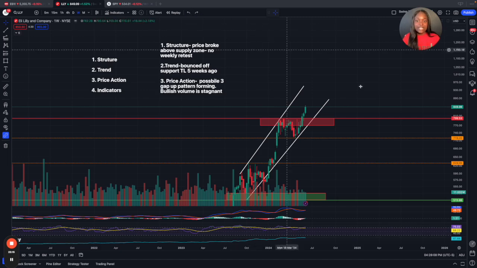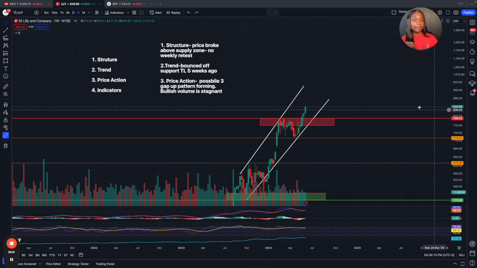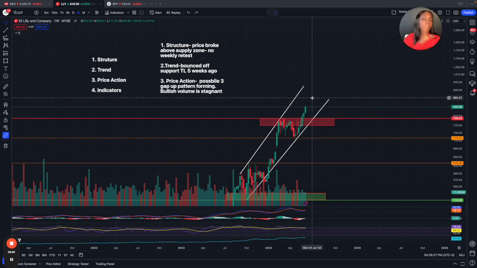For step 3, when we're looking at price action, I didn't really honestly see much here on the weekly time frame. I did say possibly a 3 gap up pattern is forming because we did get this 1 gap, 2 gap. Possibly we'll see another gap going into this week, and then the following week, the 4th weekly candle would start a reversal based off of this.